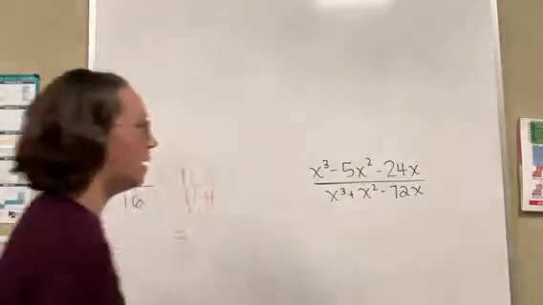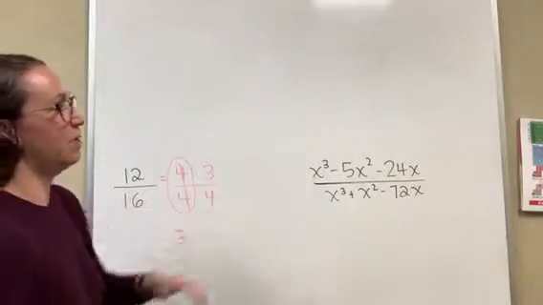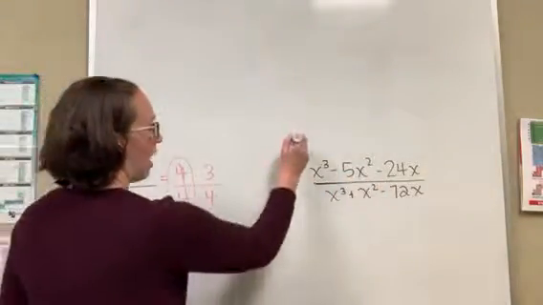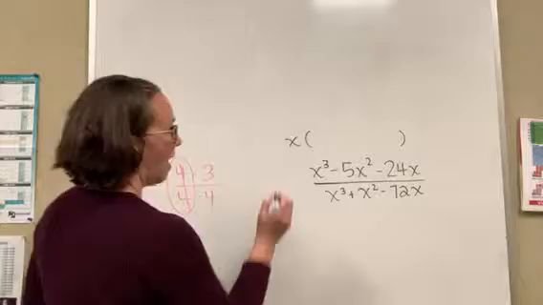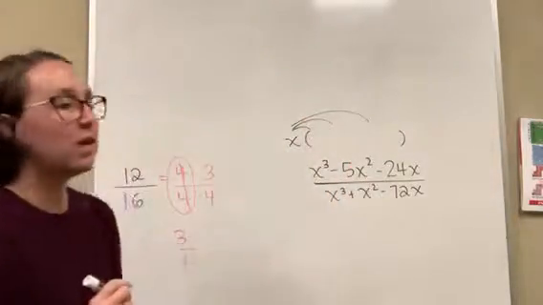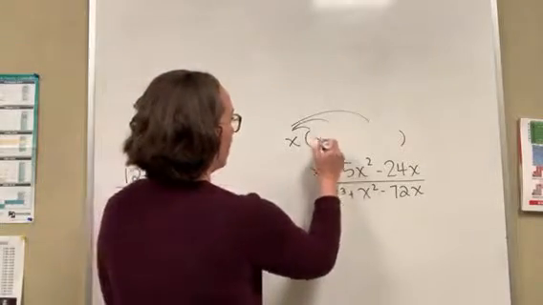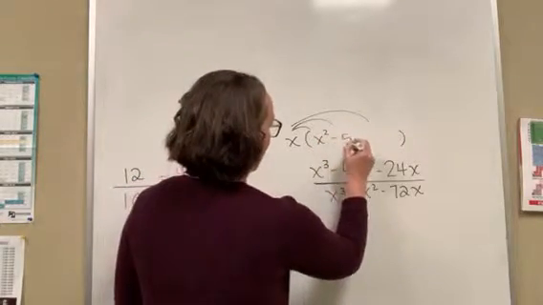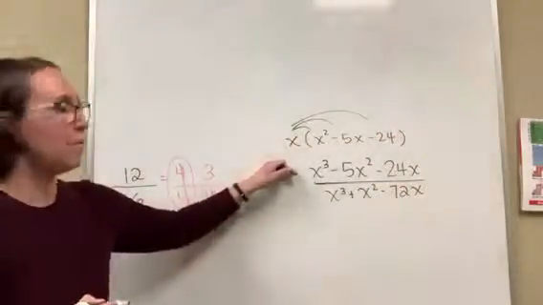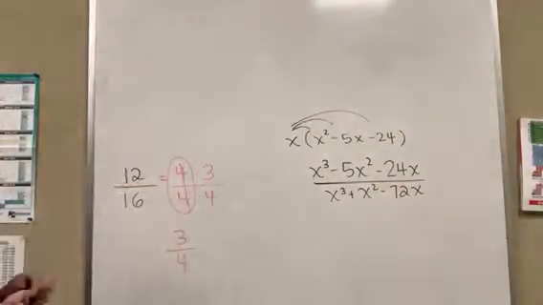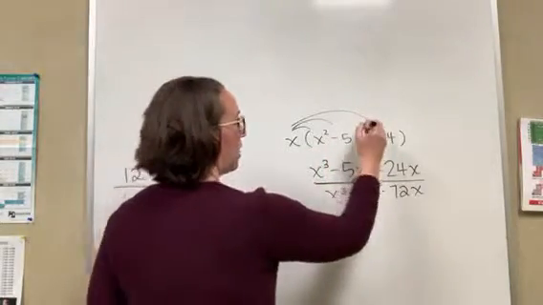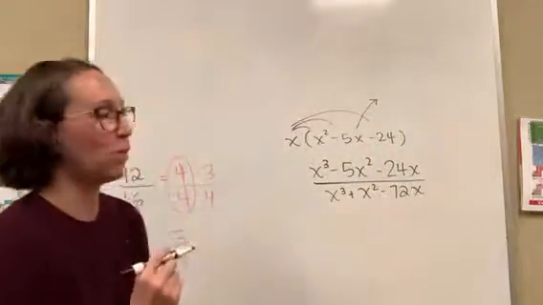So what I noticed about this top expression is that they all have an x in it. So I can think about it as x times something, and that if I were to distribute that, I would get an x in each one of these groups. So if I distributed it to x squared minus 5x minus 24, that means the same thing, but I'm rewriting it in my factored form. All right, for x squared minus 5x minus 24, we can factor that using everything that we know about quadratics.